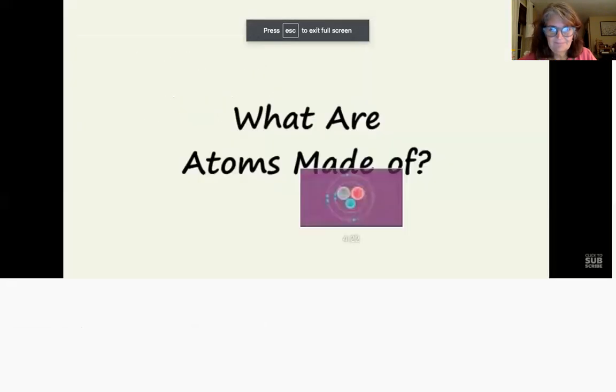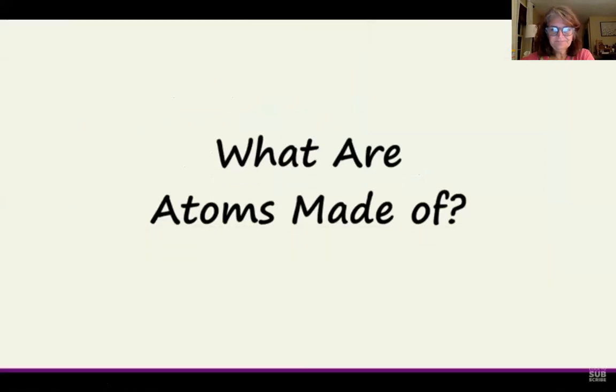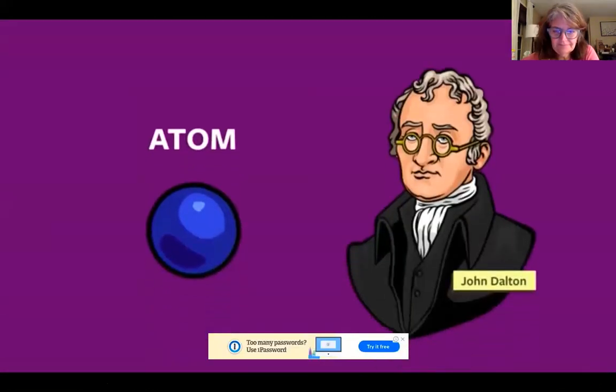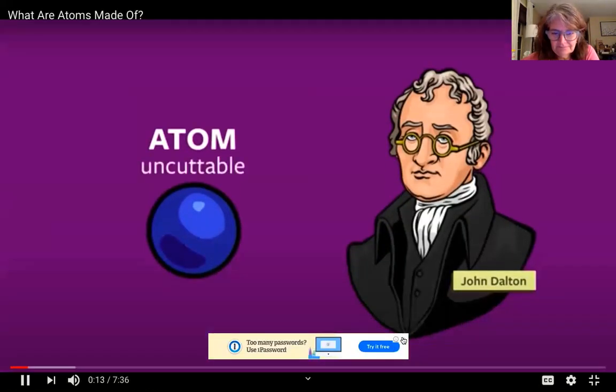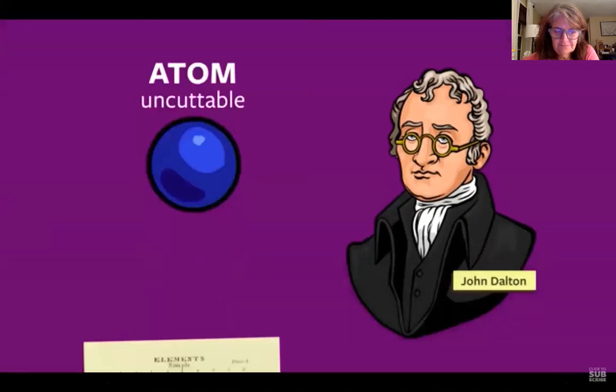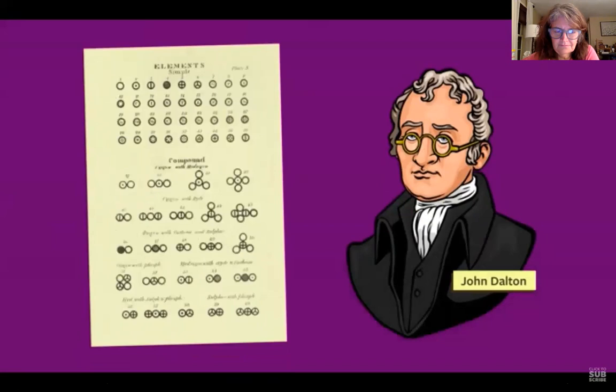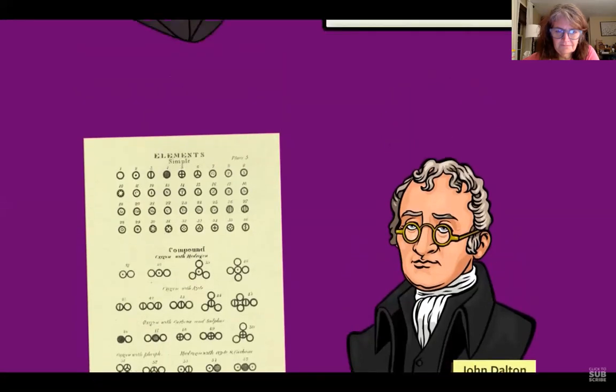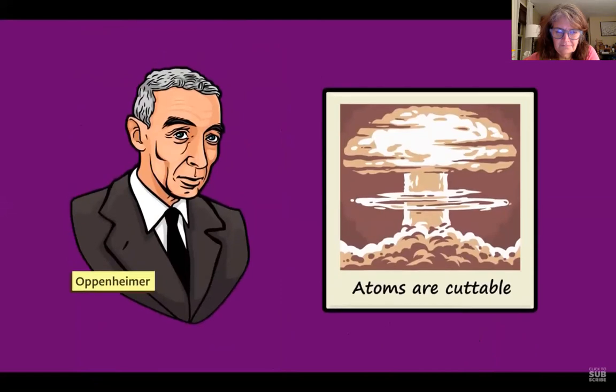What are atoms made of? As we learned in the last animation, the word atom means uncuttable, and when John Dalton first discovered evidence that atoms exist, he gave them that name because he genuinely thought that they were uncuttable. He thought they were fundamental particles, the smallest bits of matter that exist. Well, it turns out that he was wrong.